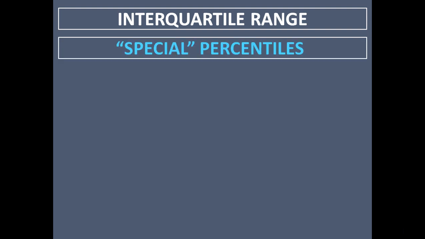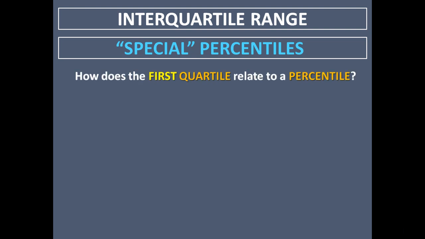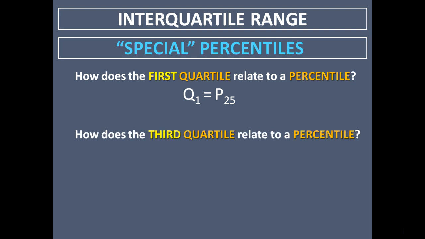Quartiles are really just a special percentile. If we're to think about how the first quartile relates to a percentile, and again, very similar to the notation for percentiles, except because we're talking about a quartile now, we'll use Q with the subscript 1 to represent the first quartile. How would Q1 relate to percentiles? Well, the first quarter of our data would represent the first 25% of our data. So Q1 is the same as saying P25. Similarly, Q3 is the same as P75. The third quartile is the same as the 75th percentile.